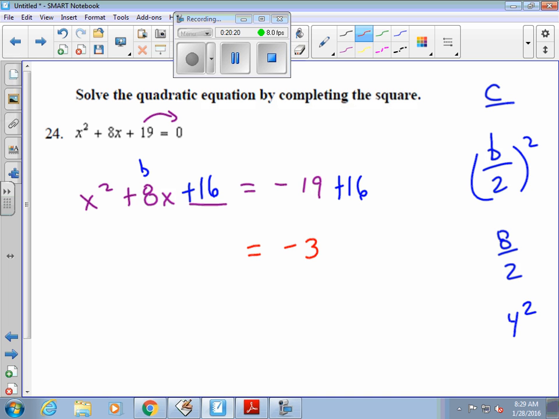Now there's a perfect trinomial on the left. That means you can take the square root of the first one, x squared, which is x, and the square root of the third one, 16, which is 4. And the sign in front of b is what goes between them. So x plus 4 squared, it's a binomial squared, is equal to negative 3.